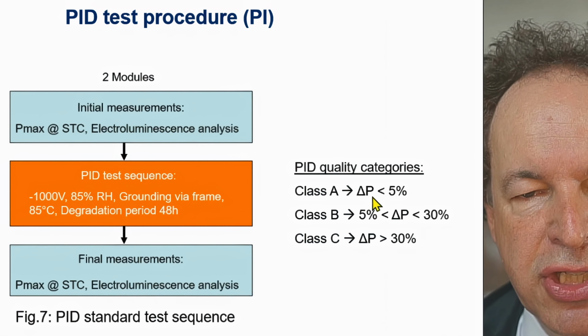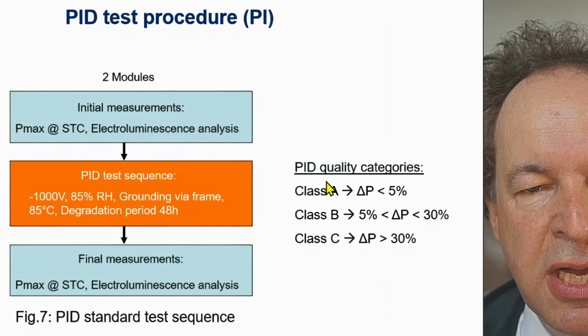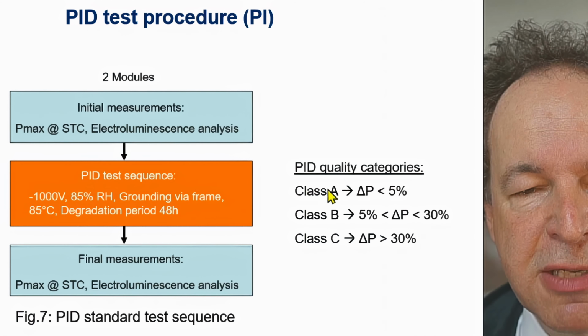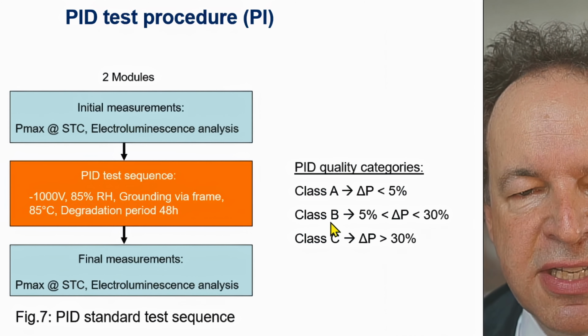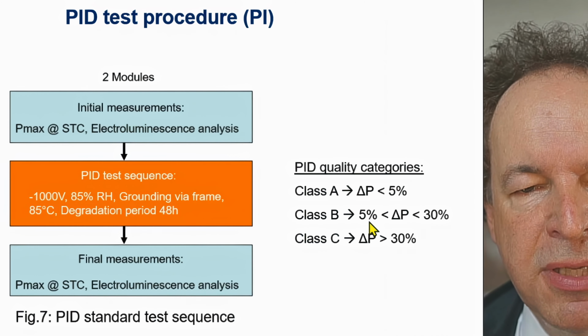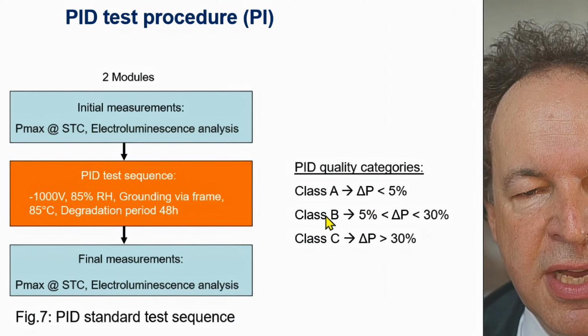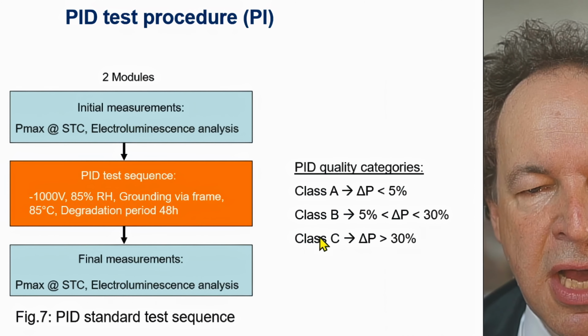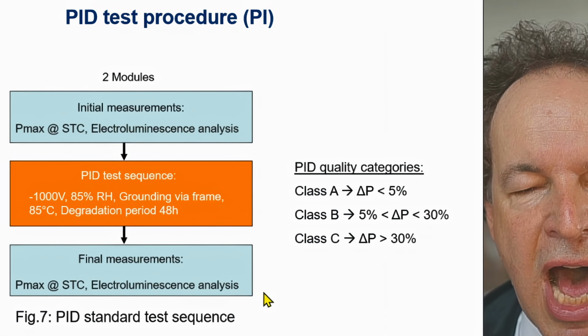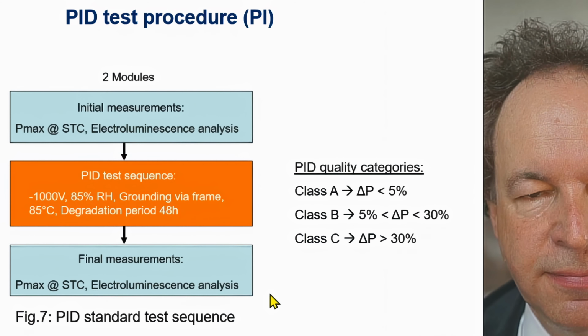If you have a power loss of less than 5%, the module is resistant against PID and it gets a Class A certification. If there is some degradation between 5 and 30% power loss, it gets a Class B certification, and Class C is for degradation higher than 30%.